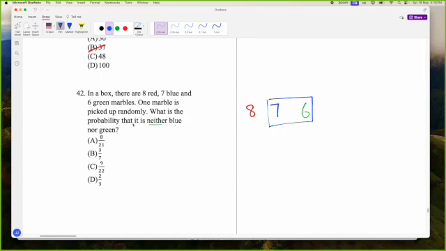What is the probability that it is neither blue nor green? So I don't want blue, I don't want green. That means they're asking me what's the probability of getting a red. Getting a red is 8 out of 8 plus 7 plus 6, which is 21 balls in total. The probability of getting a red is 8 over 21. The answer is A.